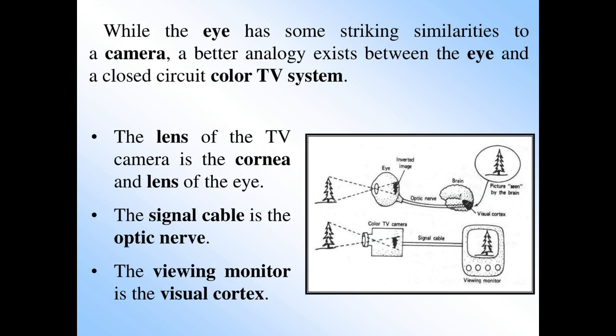While the eye has some striking similarities to a camera, a better analogy exists between the eye and a closed-circuit color TV system. As shown in this photo, the lens of the TV camera is the cornea and lens of the eye. The signal cable is the optic nerve. The viewing monitor is the visual cortex.